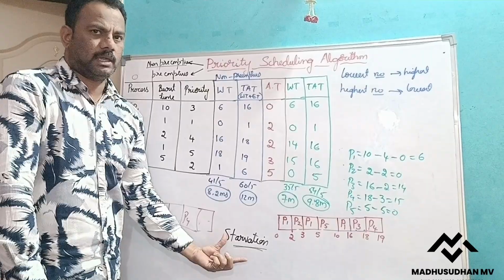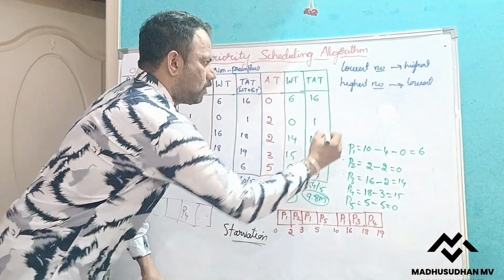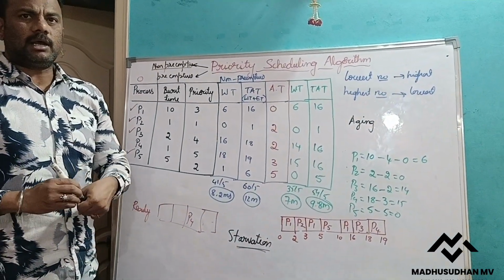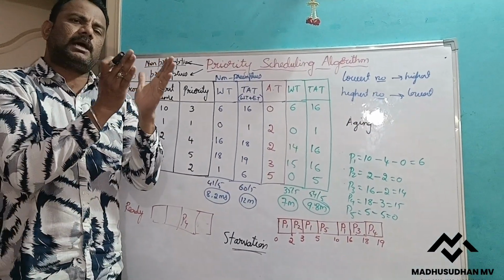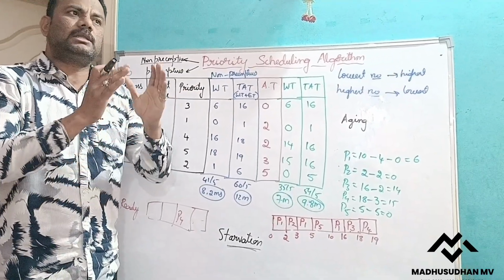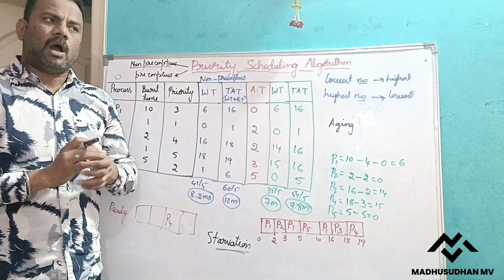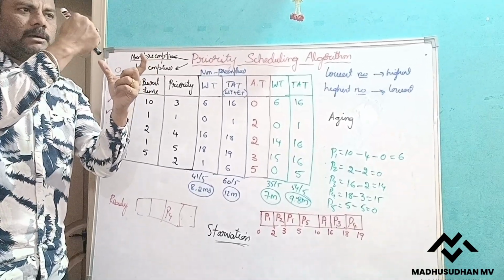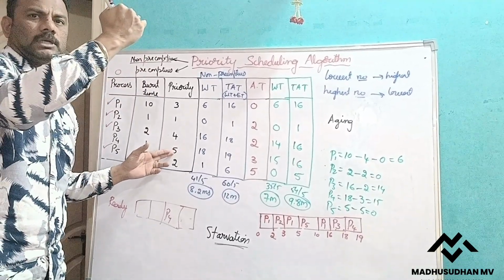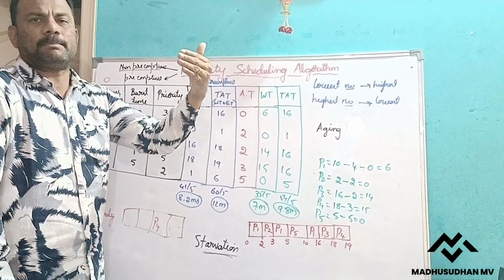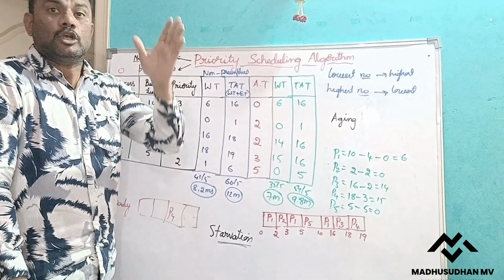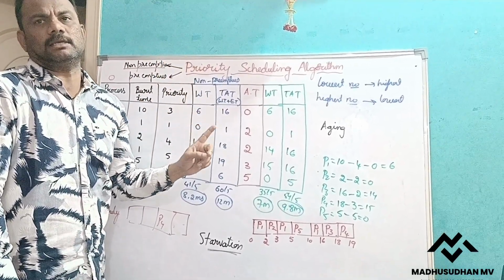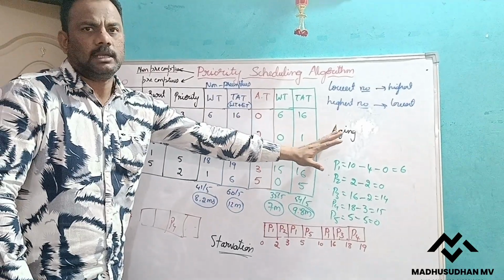So to overcome that, we go for one concept called aging. Aging means that after a regular interval of time, if the lowest priority process keeps waiting and never gets a chance, we increase its priority. For example, 5 increased to 4, and so on. We keep increasing the priority of the lowest priority process so that every process gets a chance to execute. So that is another concept called aging.